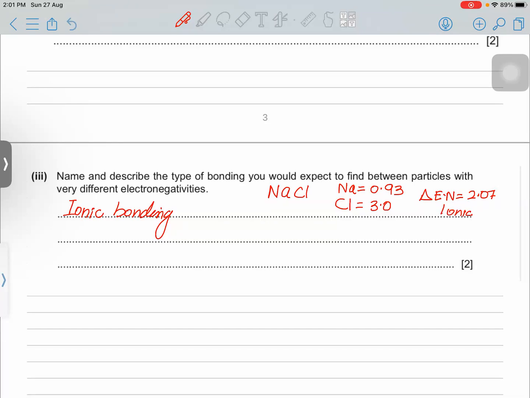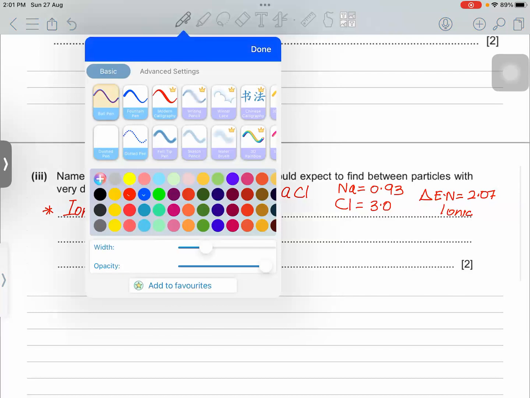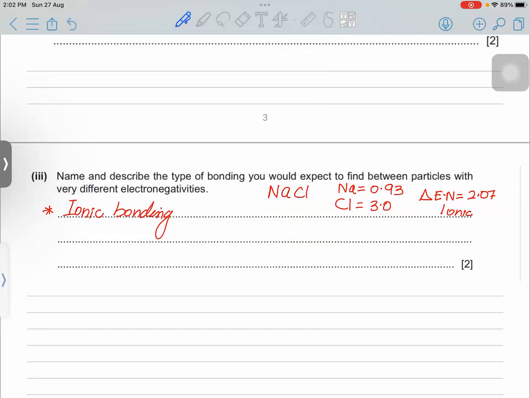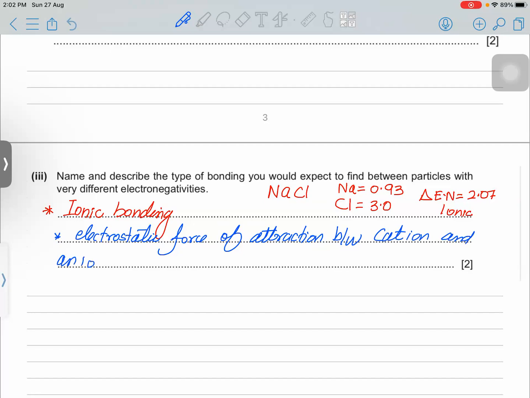So ionic bonding, this is for the 1 mark, and the second mark is to explain what is ionic: electrostatic force of attraction between cation and anion.